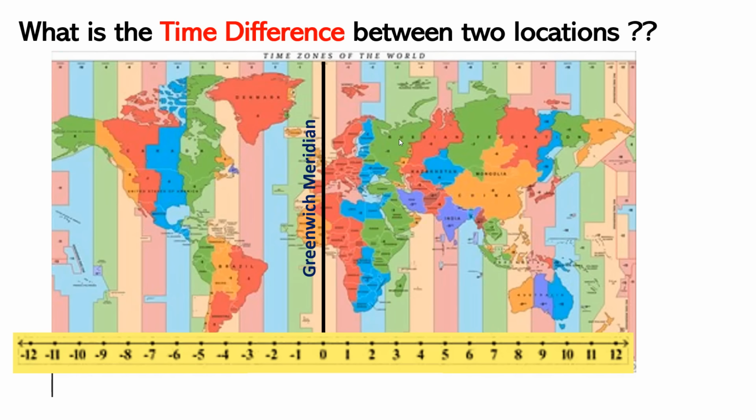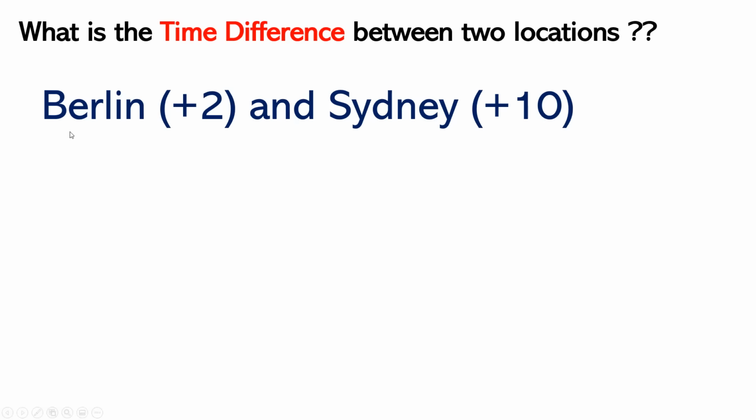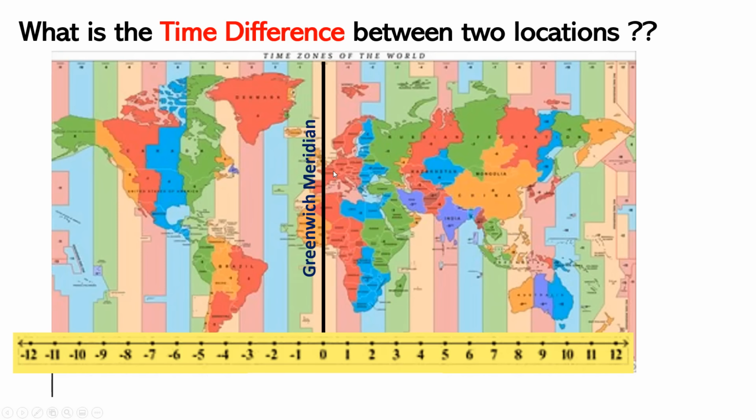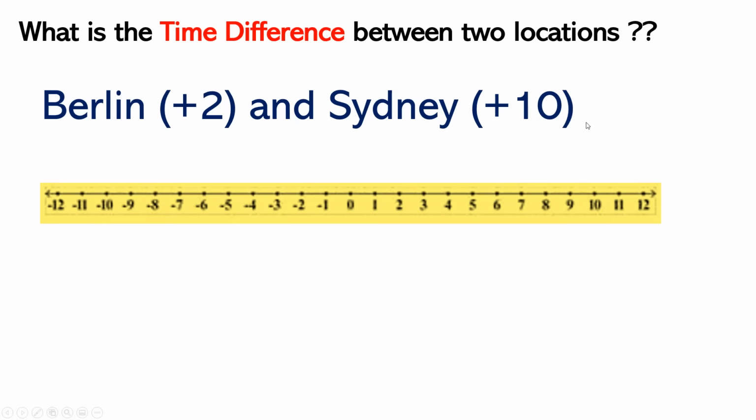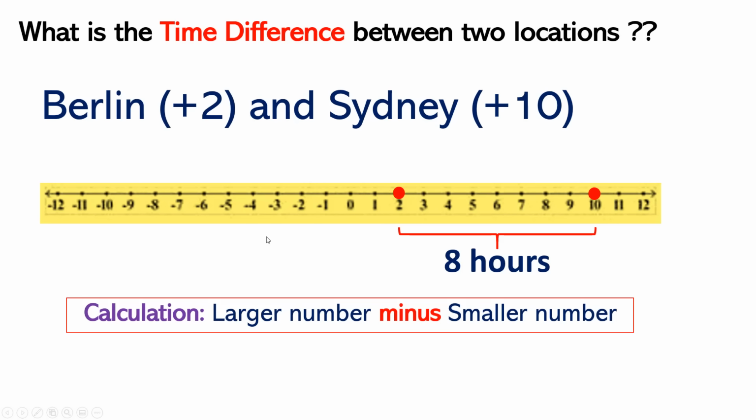So let's have a look at a few examples. We're given here two locations. Berlin is in a time zone of +2, which means it's 2 hours ahead of the Greenwich Meridian. Sydney is +10. What's the time difference between them? We could use our timeline and put those two locations on it. Hopefully you can see that that's 8 hours apart. What strategy can we come up with mathematically to work that out each time? Well, I hope you can see if we take the larger number, the 10, and minus the smaller number, we can get that time difference.